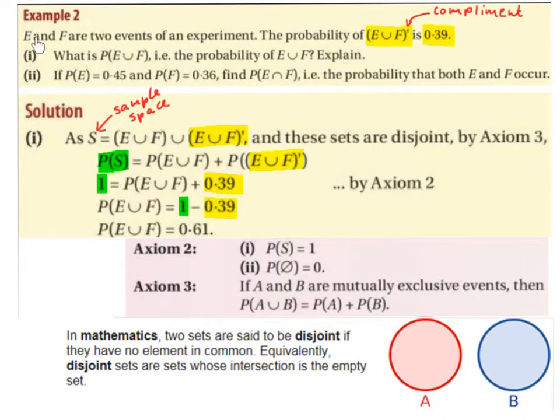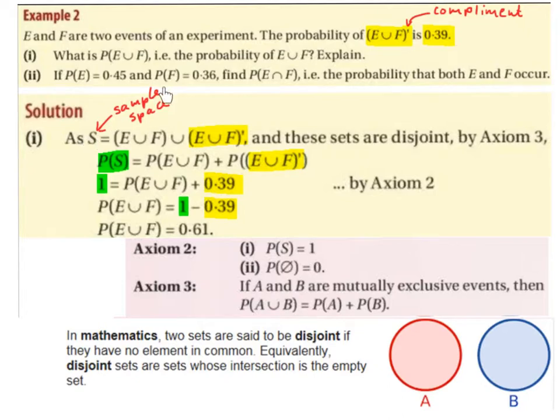Example 2. E and F are 2 events of an experiment. The probability of the complement of E union F is 0.39. Part 1. What is the probability of E union F, or you could say E or F? Explain.